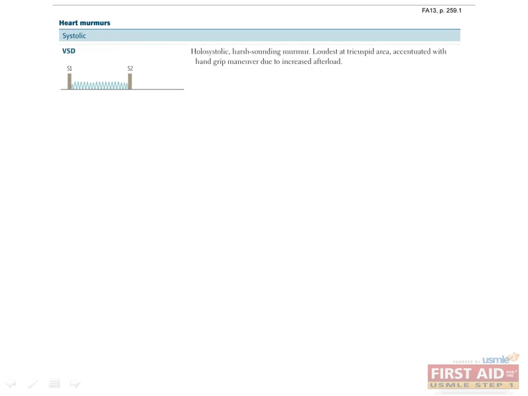The next systolic murmur is from a ventricular septal defect, or VSD. This will sound a lot like tricuspid regurgitation, and it's heard best in the tricuspid area, which can cause some confusion. One easy way to distinguish the two is that tricuspid regurgitation will become louder as the patient breathes in, while a VSD murmur shouldn't change with the breathing cycle.